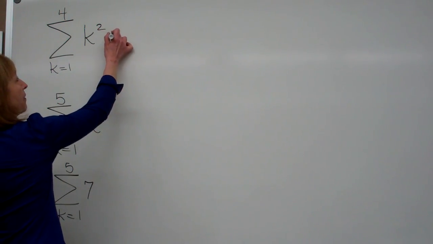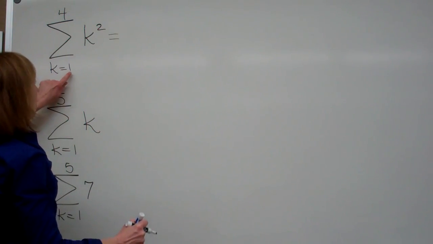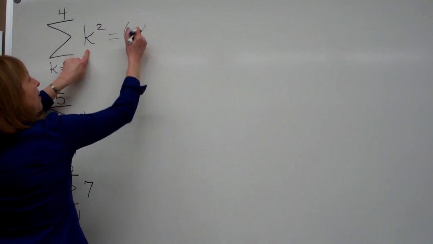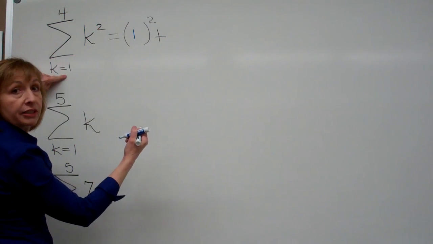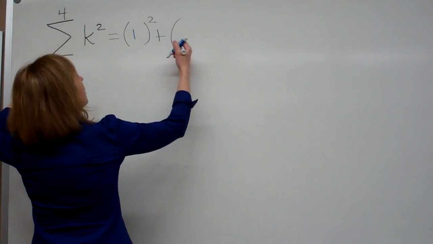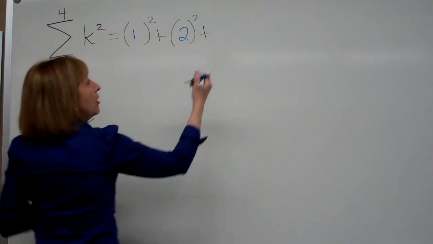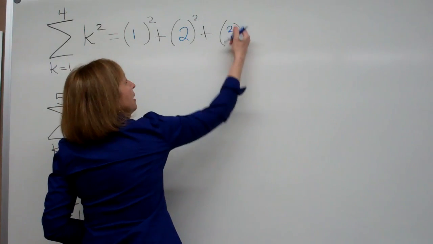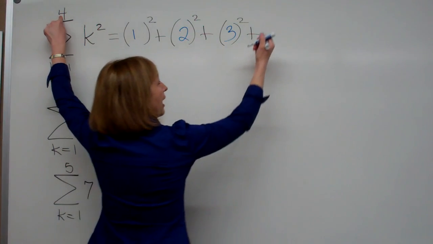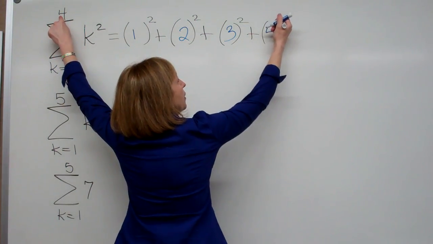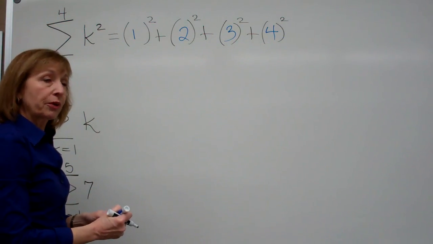So here we have the summation k equals 1 to 4 of k squared. So we're going to start by putting 1 in for k. So we have 1 squared, and then plus for the summation. Now we're going to put 2 in for k, the next integer, so 2 squared, and then again plus for the summation. 3 in for k, so 3 squared, and then plus for the summation. And then finally 4 in for k, so I'll have 4 squared, and then I stop there because that's the top number. Remember, the top number tells you where to stop.